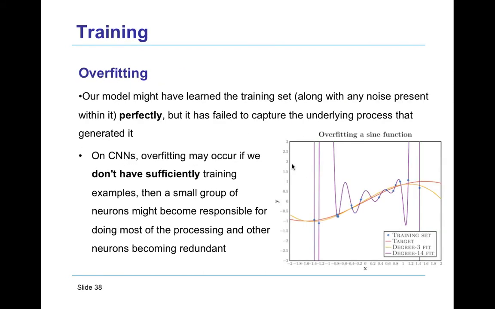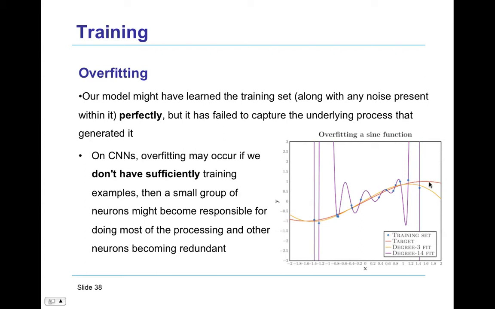So after you train it, you may have a problem of overfitting. In that case, the model did learn perfectly all the samples, but it didn't generalize as we want. So in this example here, we have the blue dots are the training set. You can see them here. And you have a target function, which is actually the sine function. You guys can see that in orange, right?